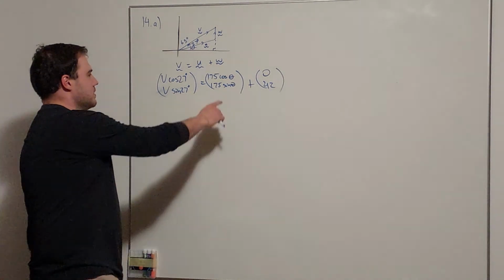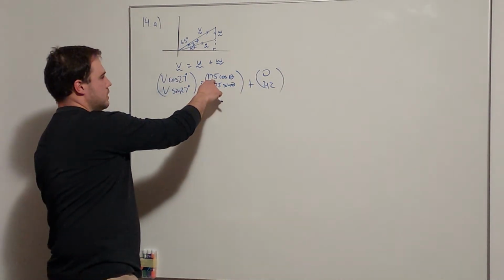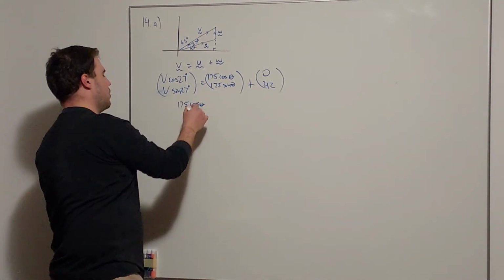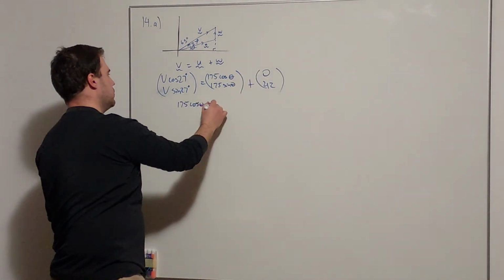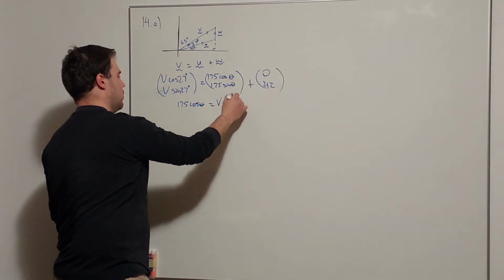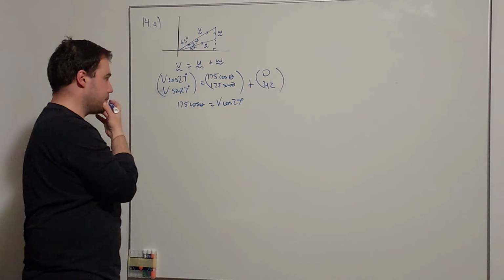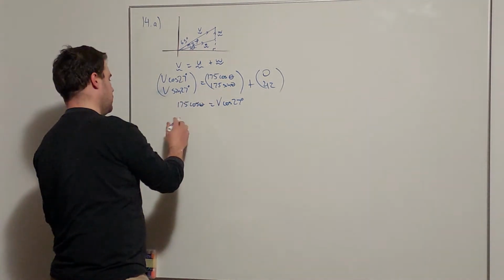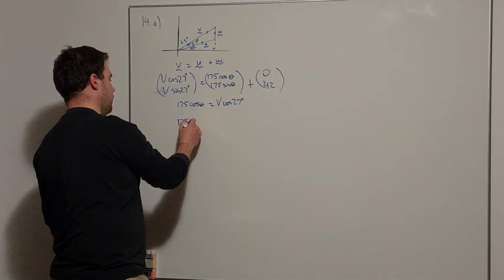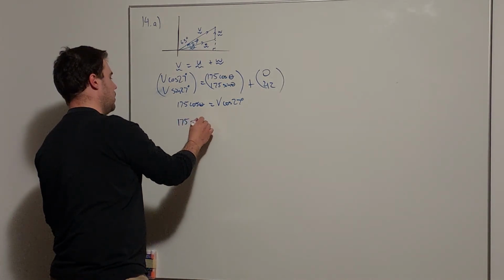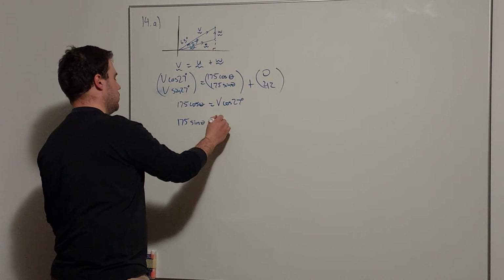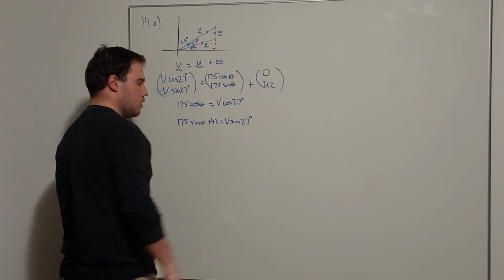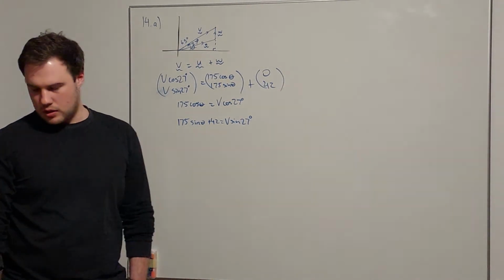So I set up two equations here. We've got that 175 cos theta plus 0 equals V cos 27 degrees. And we've also got that 175 sine theta plus 42 equals V sine 27 degrees.